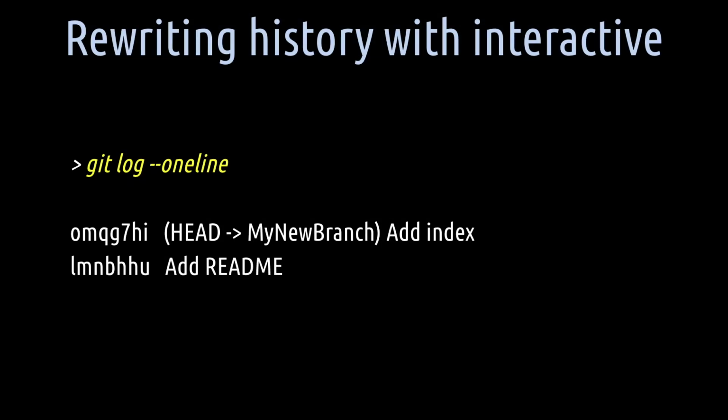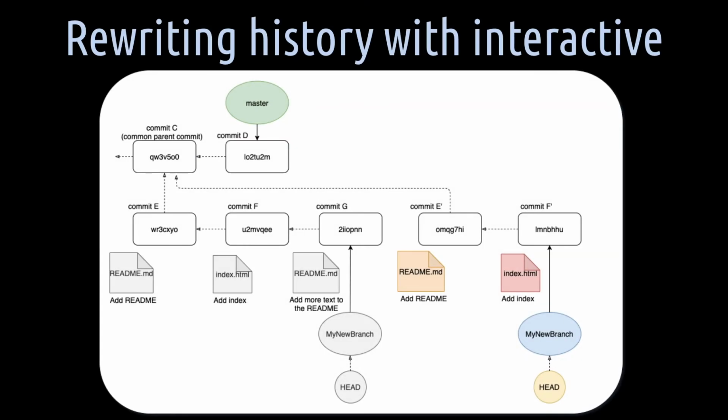When we hit git log --oneline again, Git shows us the new commit history with 2 new commits on the MyNew branch. In our model, it looks like this. With commit E' and commit F', we have rewritten and rebased the commit history of the MyNew branch onto commit C. We now have a clean commit history on our branch.